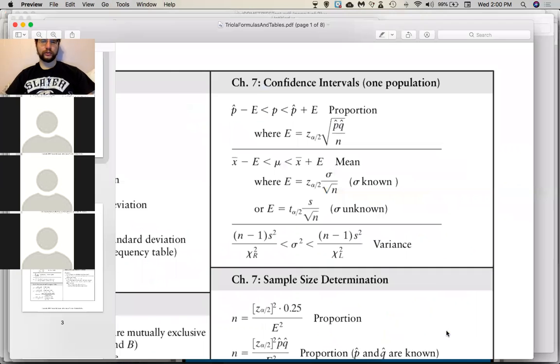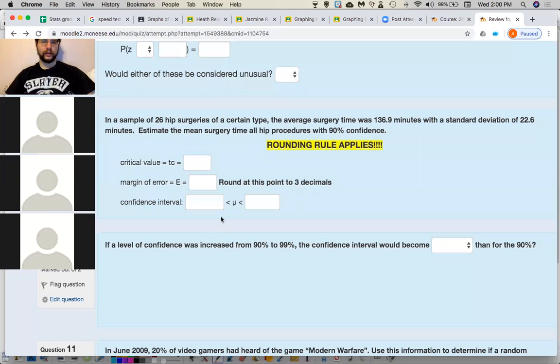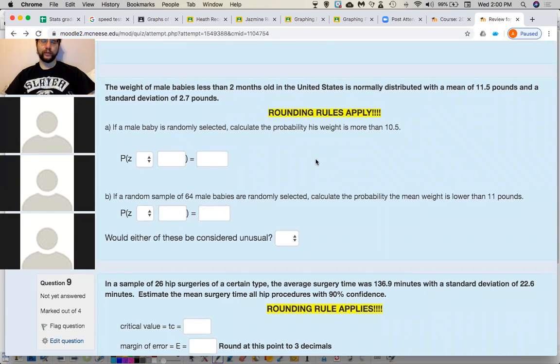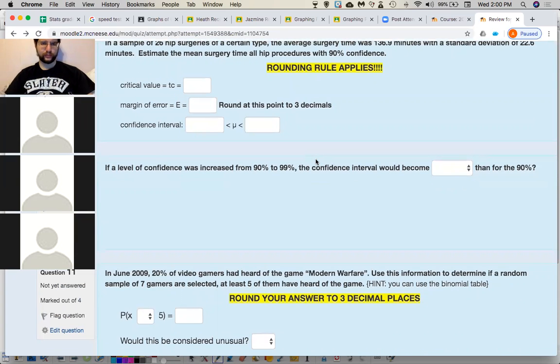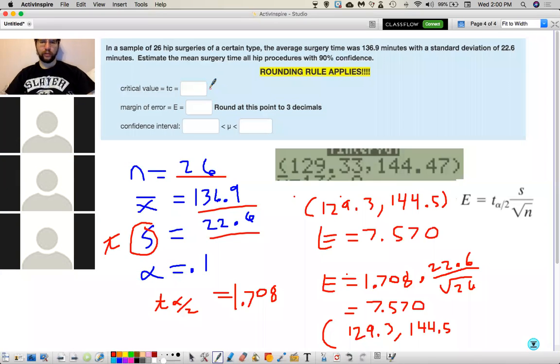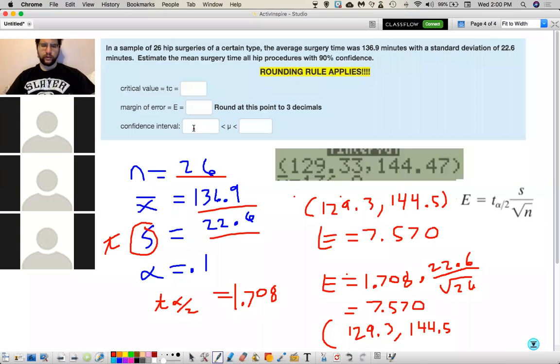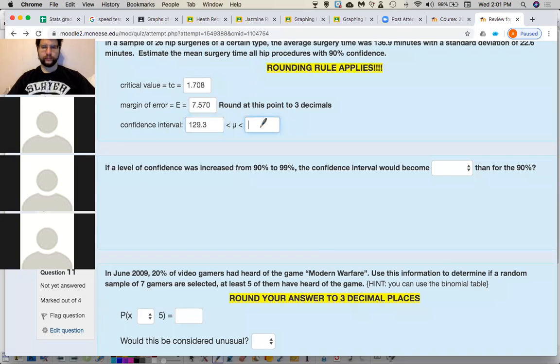So the proper rounding rules for these guys are to go to the same decimal place as your sample mean, or one decimal place further than your data values. This one, I don't know about a rounding rule for probability though. So I guess we can write these in here. 1.708. 7.570. 129.3. 144.5. Yes, I should close out parentheses. And that's it.